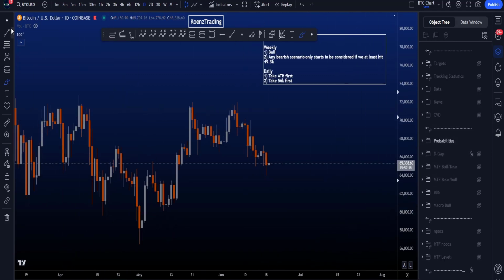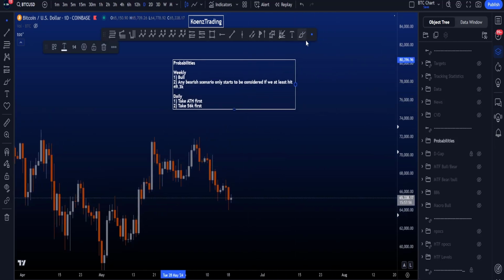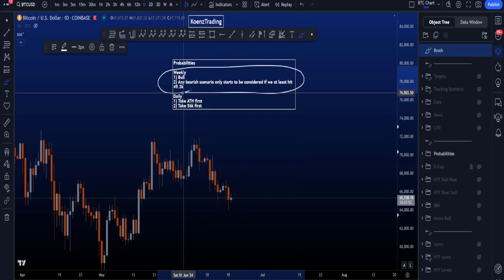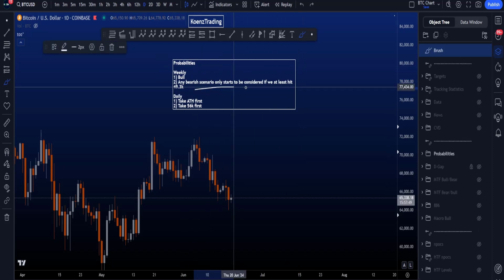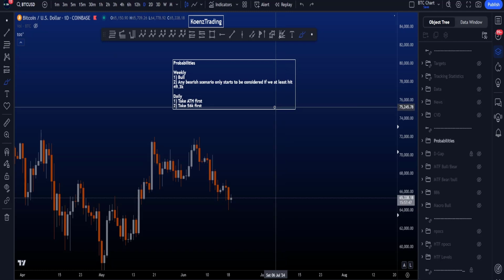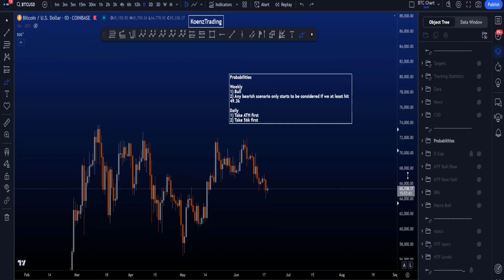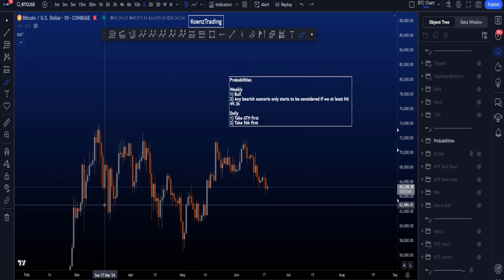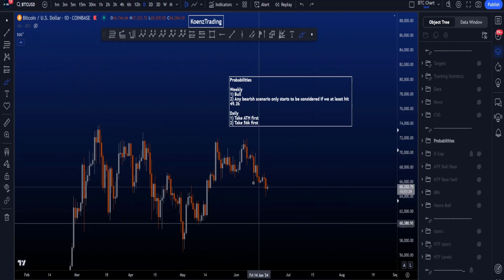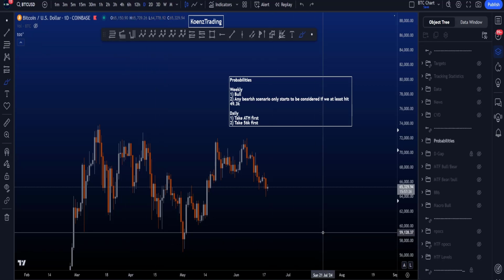If we look at the probabilities of the different scenarios, then on the weekly time frame, the probabilities are higher for the bullish scenario as explained, and the bearish scenario only starts to be considered if we at least can hit 49.3k. On the daily time frame, this range over here, the probabilities are higher to take the all-time high first instead of taking 56k first.